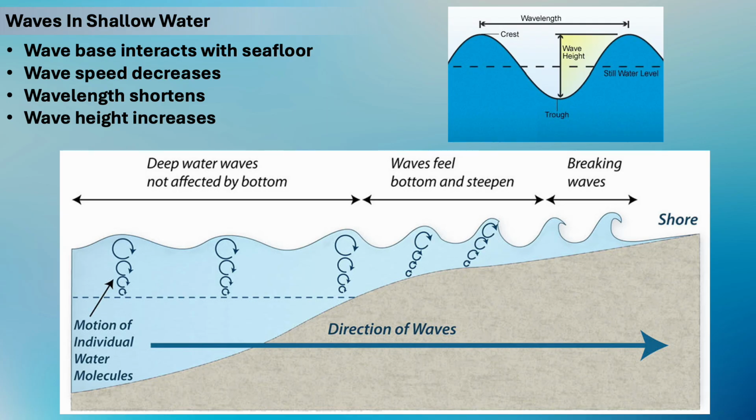This slide works to review the important sequence. As depth decreases, wave speed decreases, wavelength shortens, and wave height increases. This is the first transformation that allows wave energy to affect the coastline.